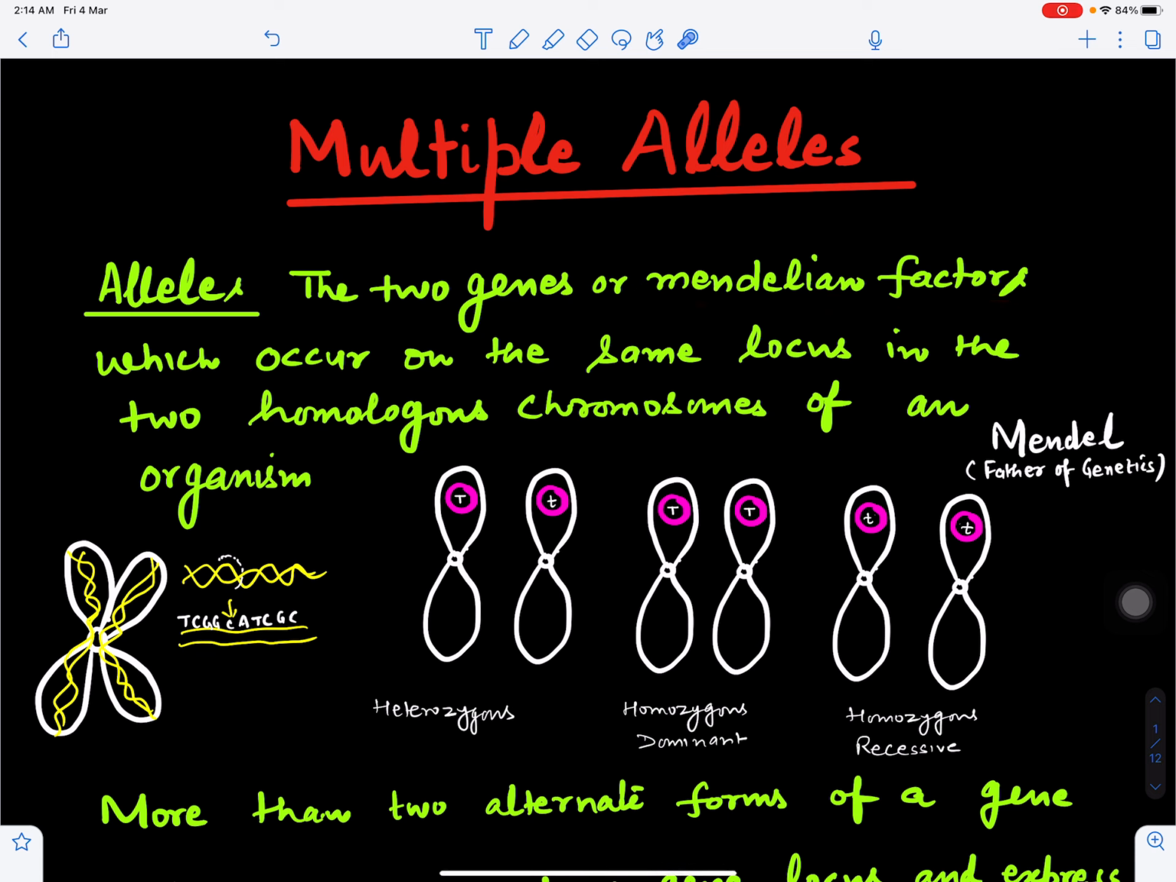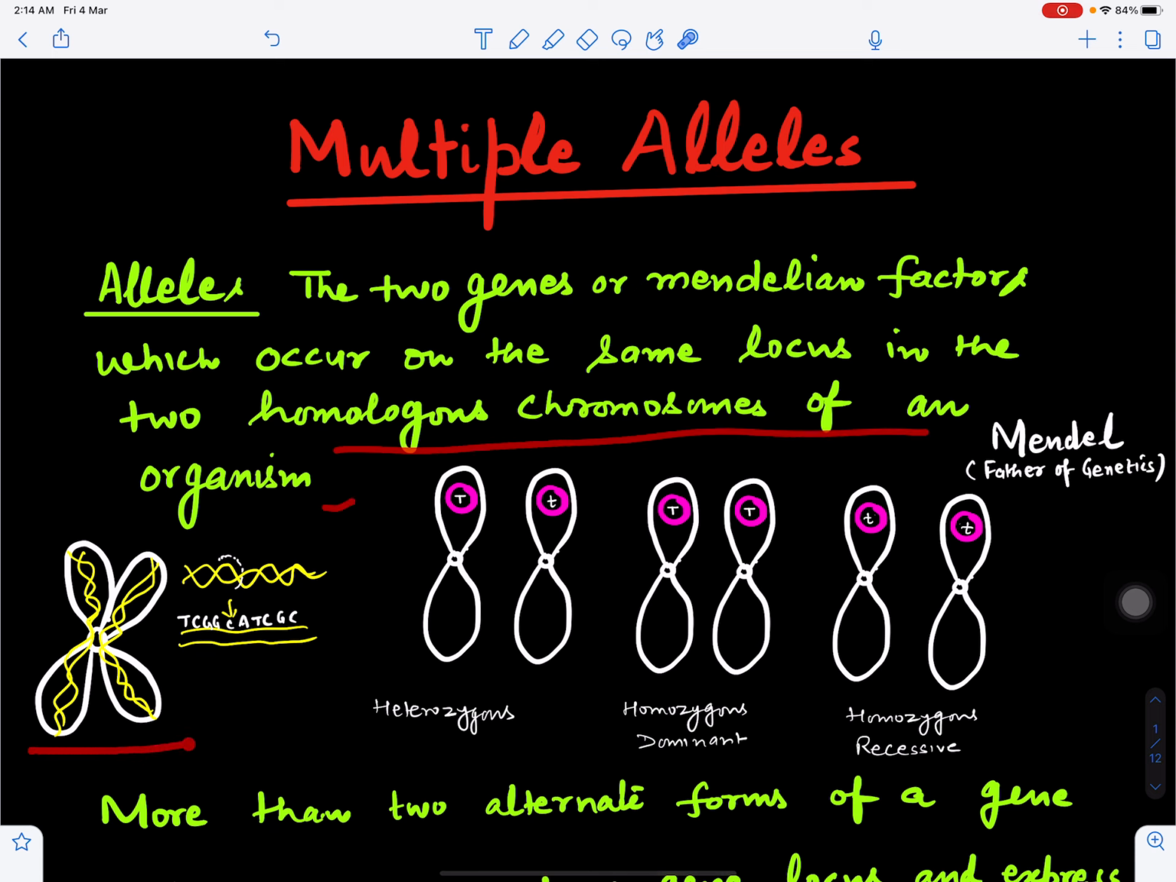Genes are also called the unit of inheritance, meaning they can control the characters, and these genes can pass from one offspring to another offspring. So they are also called hereditary material which helps in controlling the characters. So these alleles, which are specific forms of a gene, earlier called Mendelian factors, may occur on the same locus or position in the homologous chromosome of an organism.